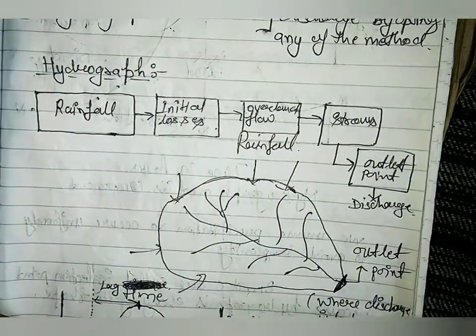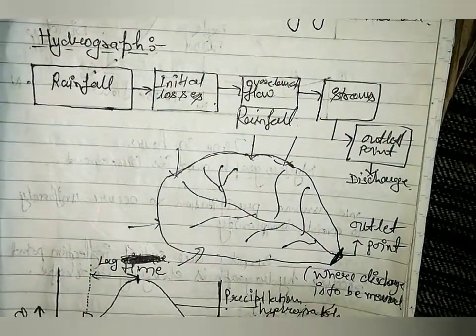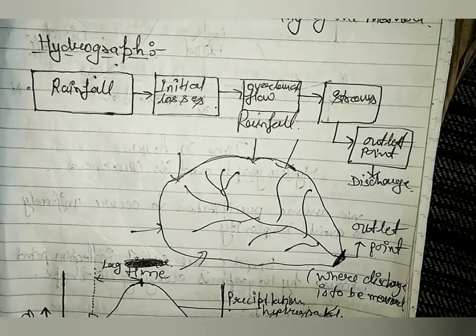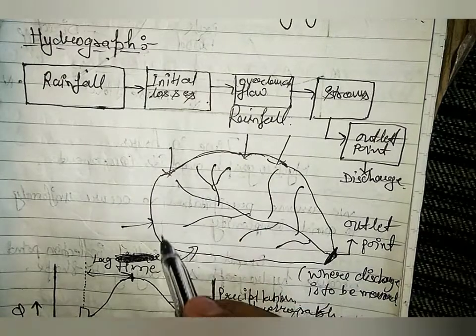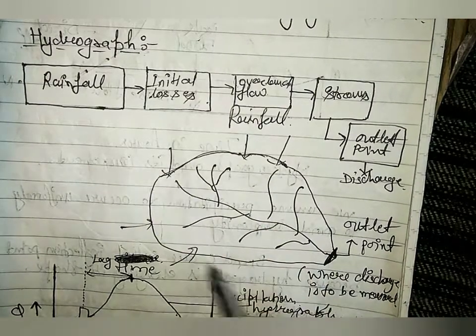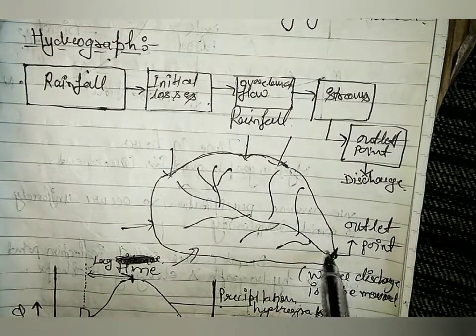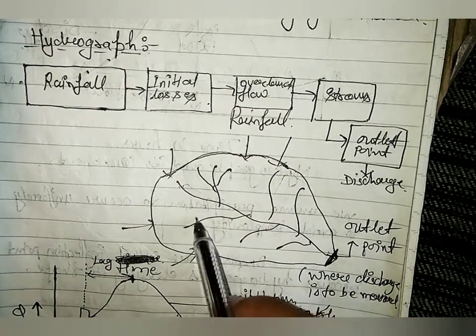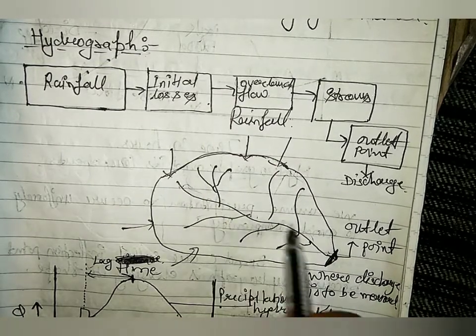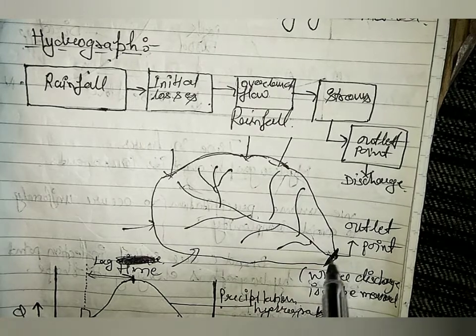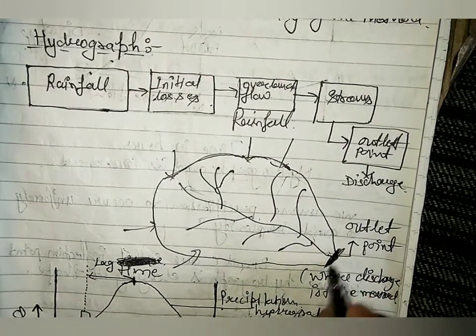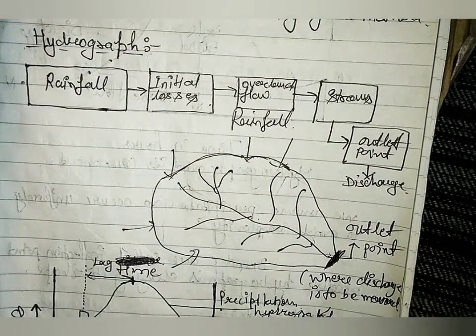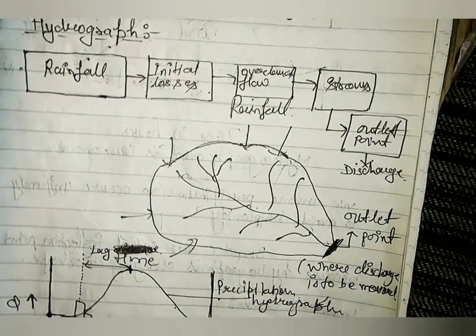Okay, so now to study this hydrograph method, I have drawn a catchment area here. You can see this is the ridge line of the catchment, and this is the mainstream, and these are the channels which are contributing water to this mainstream, and this is the outlet point where the discharge is to be measured.